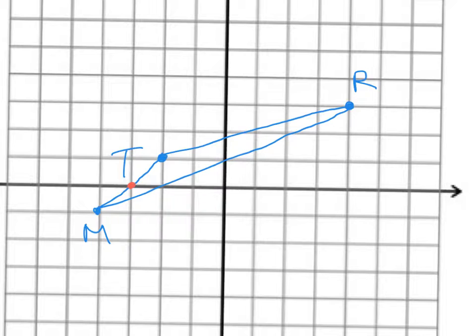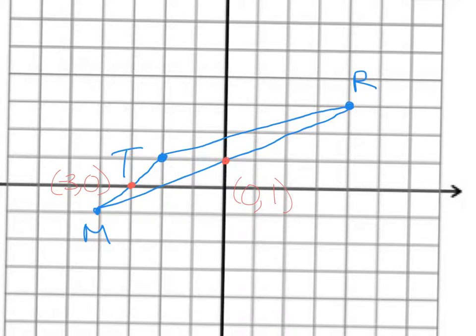So looking at MR then, M is at -4, -1, and R was at 4, 3. If I add -4 plus 4, I'm at 0. Divided by 2, I'm still at 0. So I know that coordinate will be 0. And then my y's, I'm at -1 and +3. So 3 minus 1, I'm at 2. Divided by 2, I'm at 1. So 0, 1 will be the midpoint of MR. I'm going to jot down that TM's midpoint is at -3, 0.